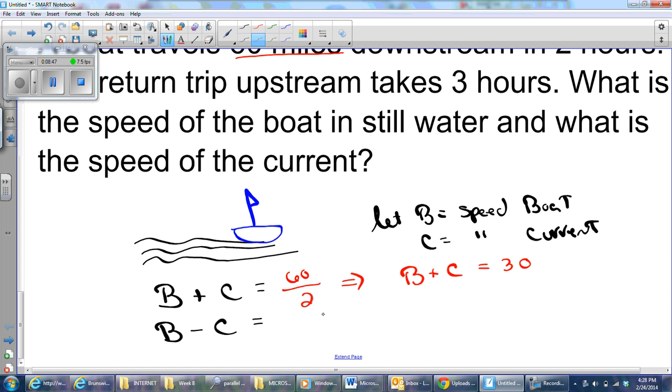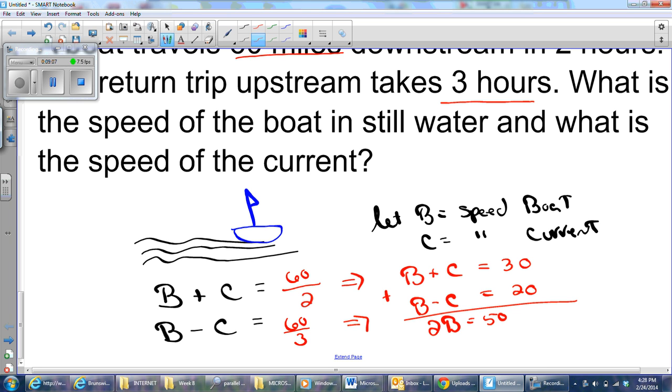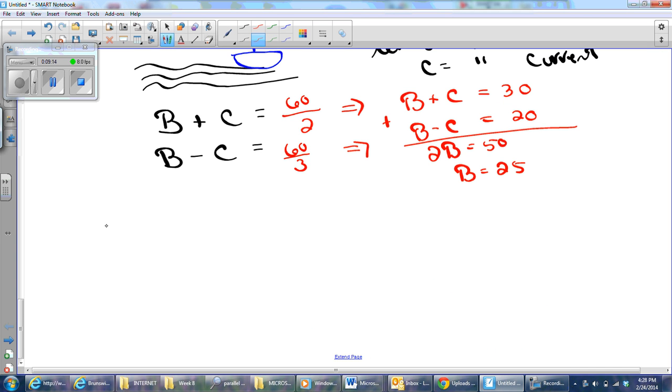Okay, now I need the B minus C. The return trip is the same distance, but it takes 3 hours, doesn't it? Okay, and so that will give me the equation B minus C equals 20. I'll add them together using elimination. I'll get 2B equals 50. Divide by 2. The boat speed must be 25 miles per hour in still water.